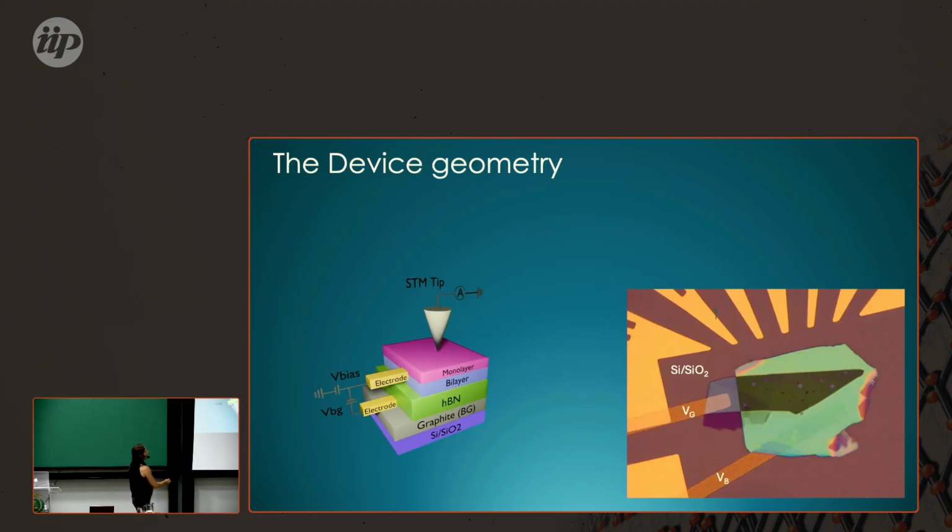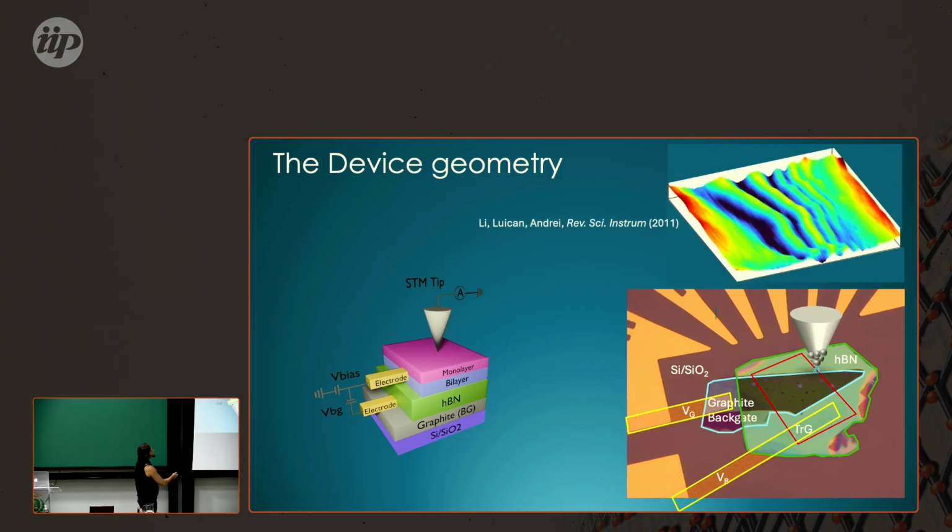Okay, so this is the actual image of the device, and this is the device geometry. We use capacitance navigation using this electrode in order to find the sample, and then at the end we jump on the sample. So this is the geometry: silicon dioxide substrate, on top of it a graphite back gate, hBN, and then the bilayer and monolayer. This is actually the rhombohedral trilayer, and in a minute we'll see why we draw it like this.